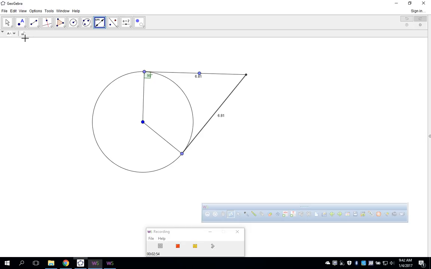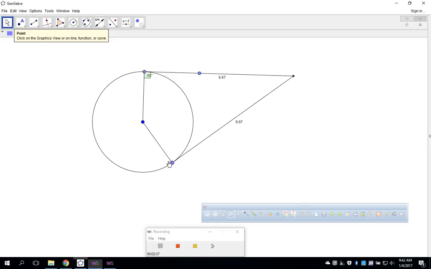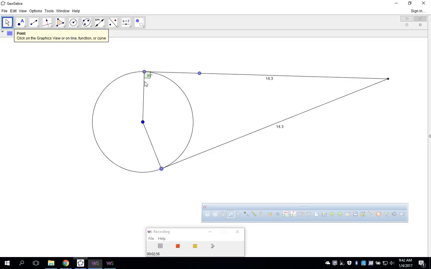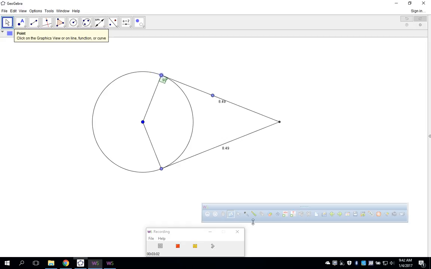I'm going to drag this now and see what happens. Hey, they're both 16.3. I'm going to drag this one. Hey, they're both 8.49. Who can fill in conjecture C54 for me? Tangent segments conjecture: tangent segments to a circle from a point outside the circle are congruent. Okay? See that? And so what I just did, I demonstrated that on GeoGebra. Normally I'd have you discover that, but I'm in a rush, so I'm not going to have you discover that.